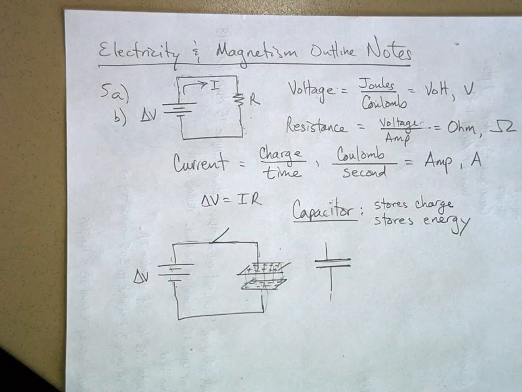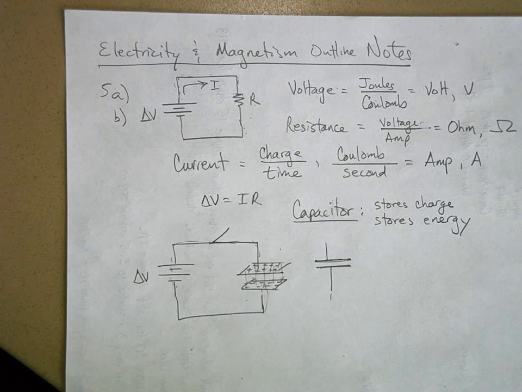Now, we don't have time right now to talk about what a capacitor is used for. But they are very, very useful little devices. They're used to store energy and store charge so that we can use it later in a circuit. Your cell phones, your computers, all your electronic devices, we've got capacitors everywhere.